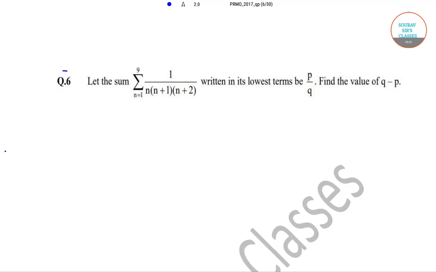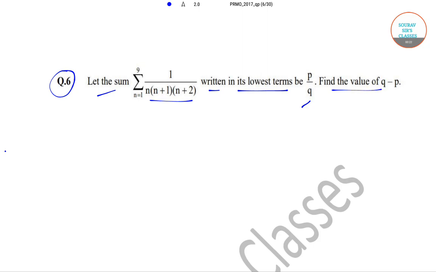Hello, now today we'll be doing question number 6. In question number 6, it has been said that let the summation, n goes from 1 to 9, of 1 upon n into n plus 1 into n plus 2, written in its lowest terms, be p by q. In that case, we need to find out the value of q minus p.